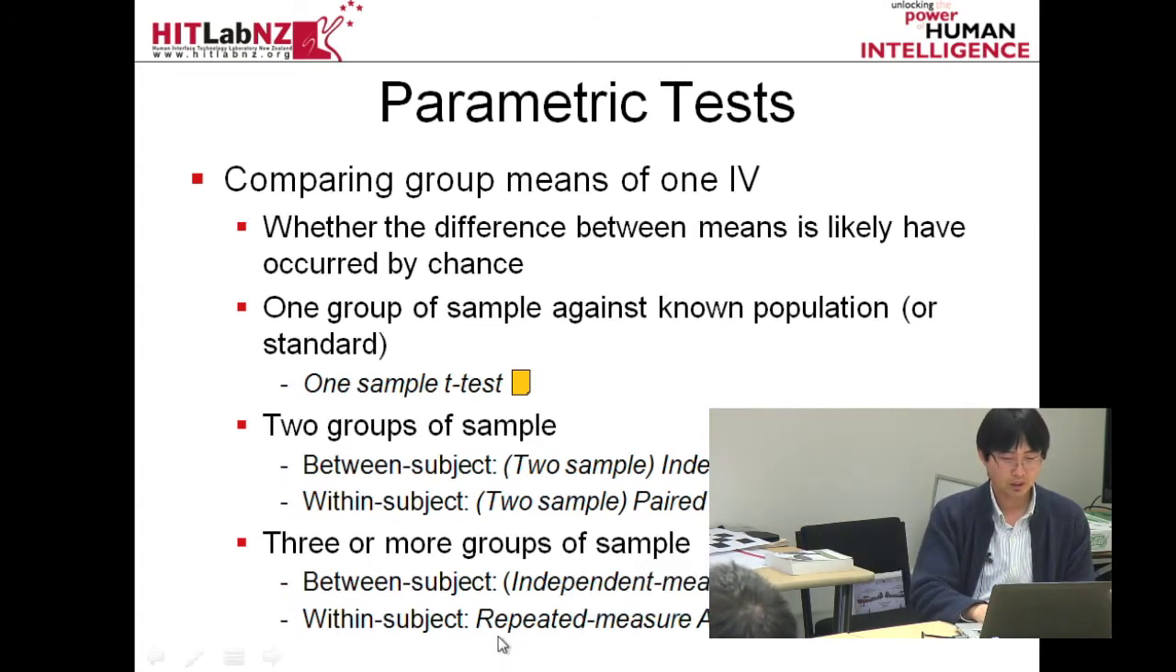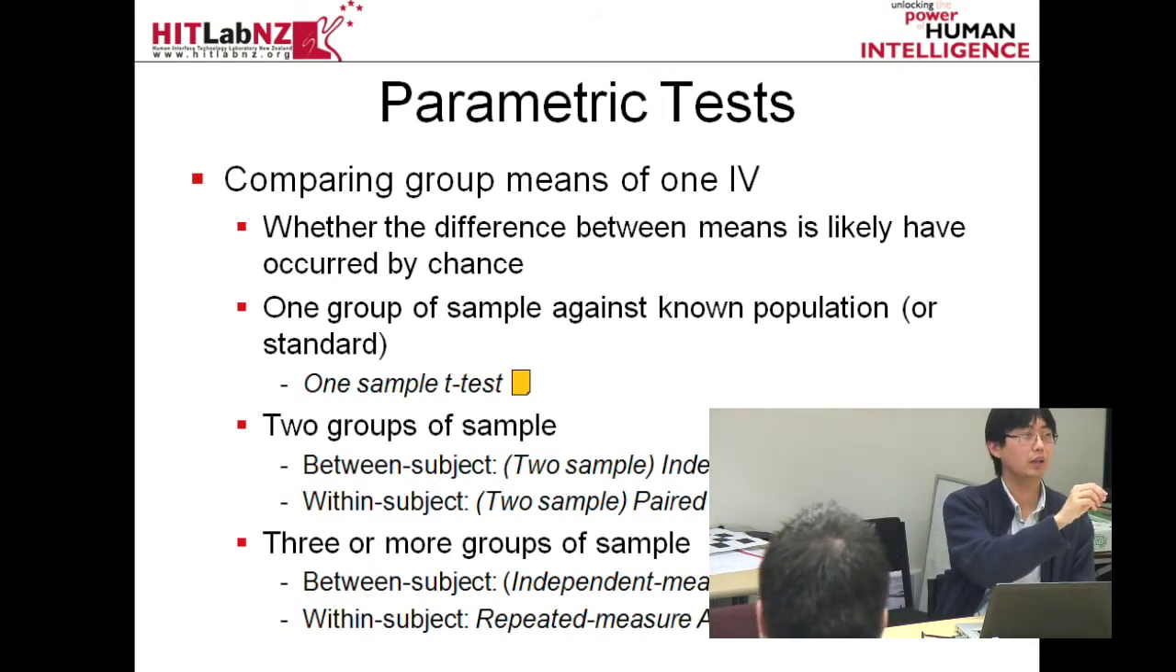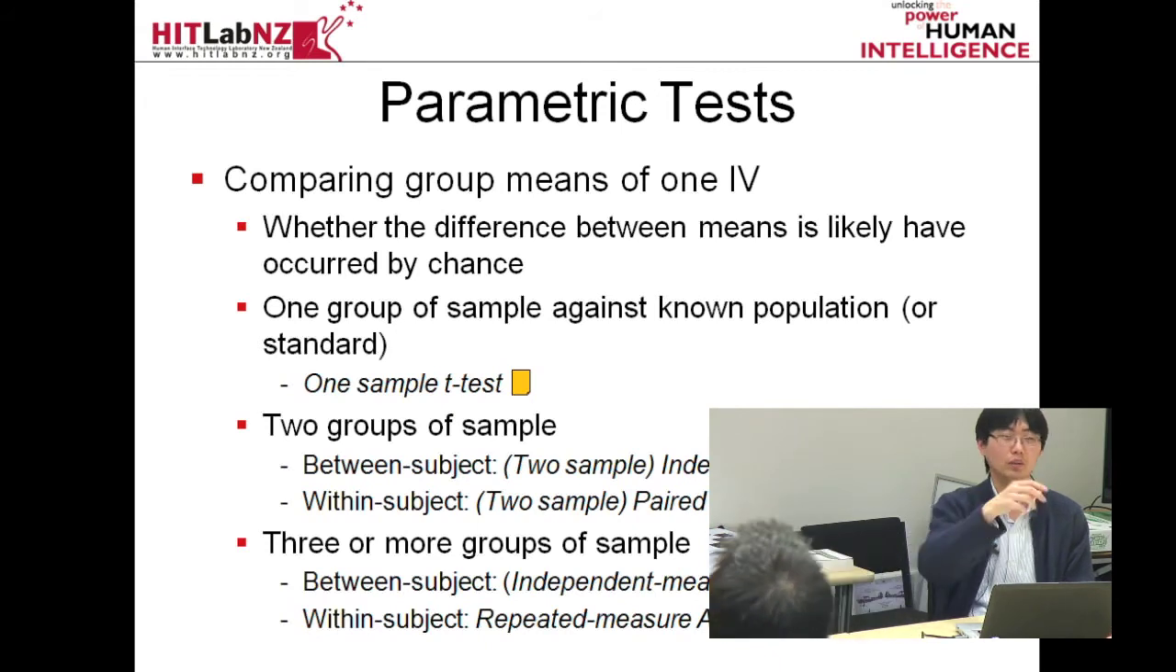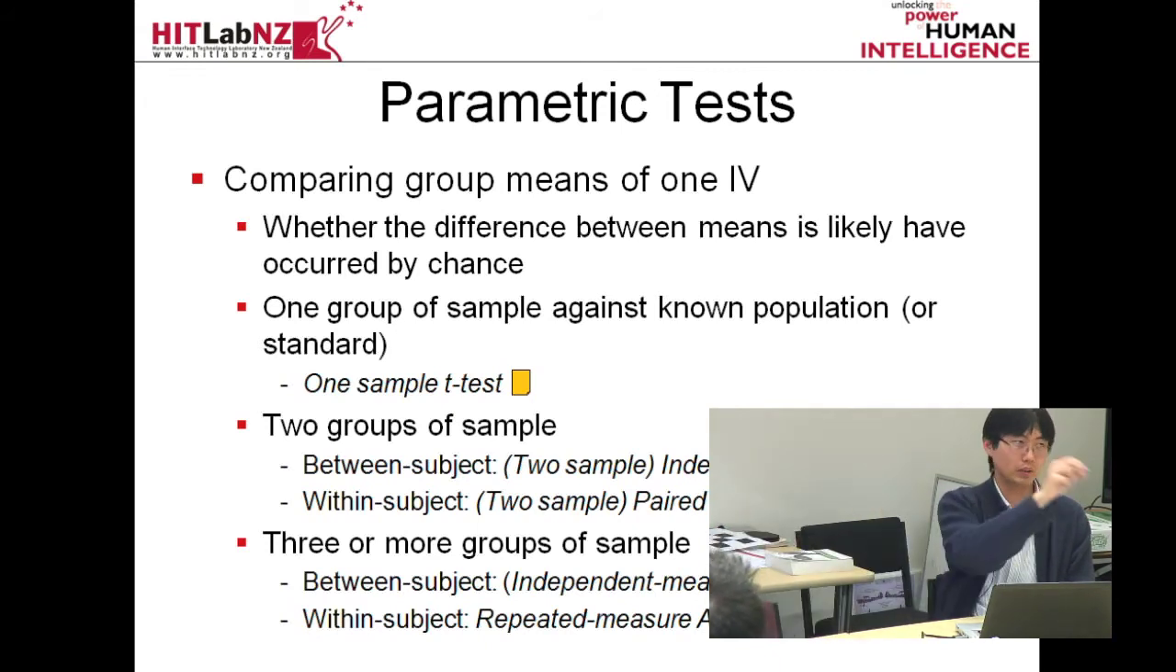And the case of within subject design is called repeated measure ANOVA. By repeated measure, it means you put a subject into interface A and measure once, and put them into interface B and measure twice, and so forth. So you repeat the measurements with one subject. That's why it's called repeated measure.